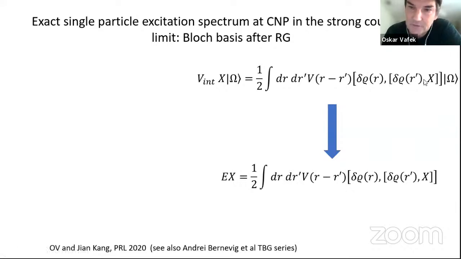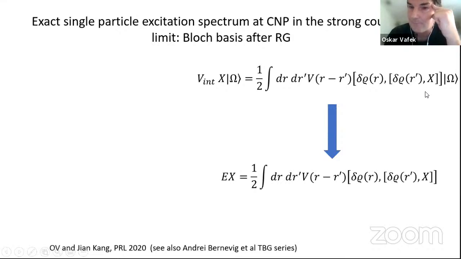Well, what it buys you is the fact that, now imagine for a second that x is just a creation or annihilation operator. So you're trying to create a single particle excitation. So let's count. Delta rho is going to contain one creation operator and one annihilation operator. Let's say x is a creation operator. Well, this commutator is going to return another creation operator. It's not going to return two creation operators and one annihilation operator. It's just going to return one creation operator.